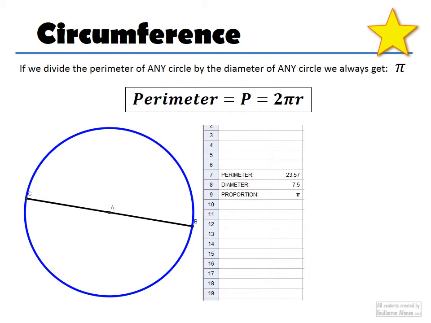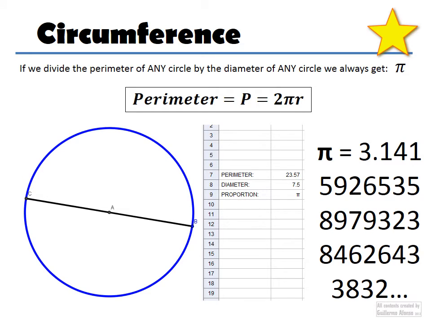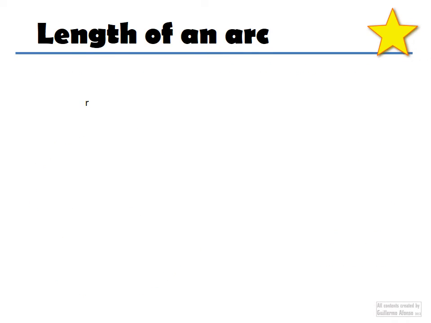Pi is simply the ratio, and it's constant for any circle. And sure, it has like 3.14159. But the important thing about pi is that it's the ratio between the perimeter and the diameter. That's what really matters. Now, the length of an arc.